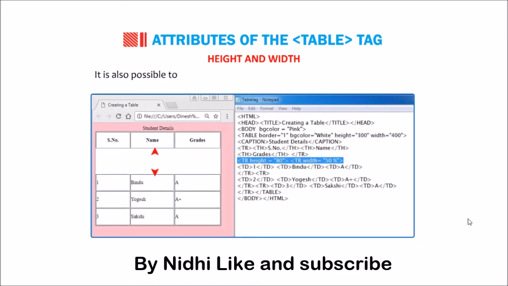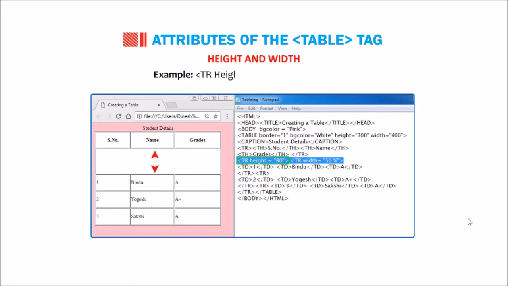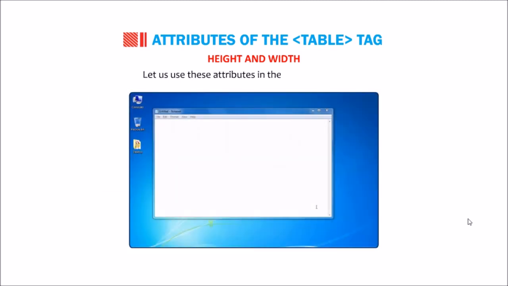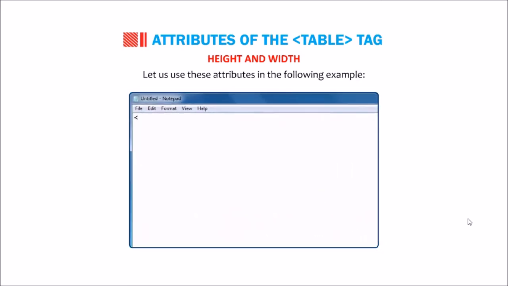It is also possible to control the dimensions of individual table cells or rows. Example: TR height equals 80, TR width equals "50%". Let us use these attributes in the following example.